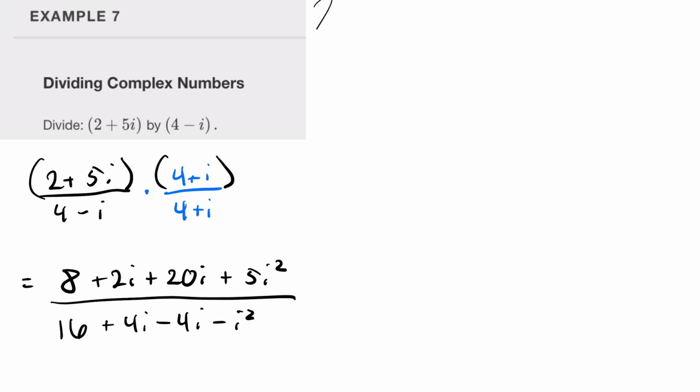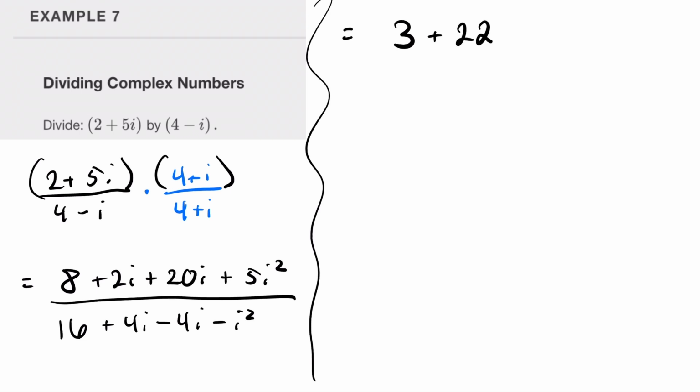Okay, I'll continue working here. So i squared is -1. So 8 minus 5 is a 3 plus 22i over i squared is -1. Double negative is a +1. So that's a 17 on bottom. This cancels this.